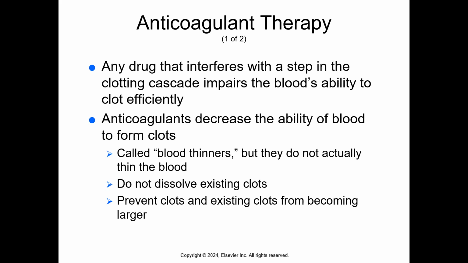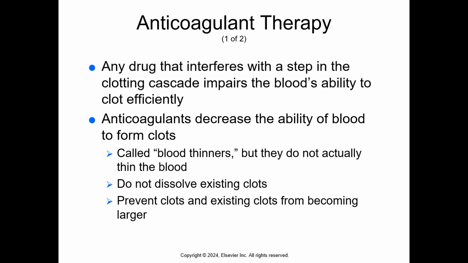So anticoagulants, anticoagulant therapy, are any drugs that interfere with some sort of step in that clotting cascade. They impair the blood's ability to clot efficiently. Anticoagulants decrease the ability of the blood to form clots. They are called blood thinners. Okay, this is just an umbrella term, anticoagulants, blood thinners.